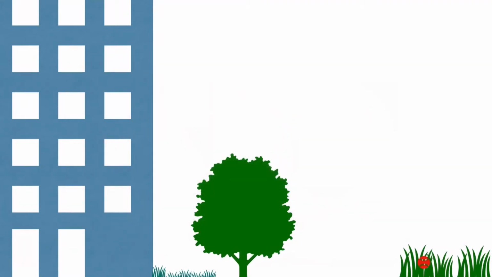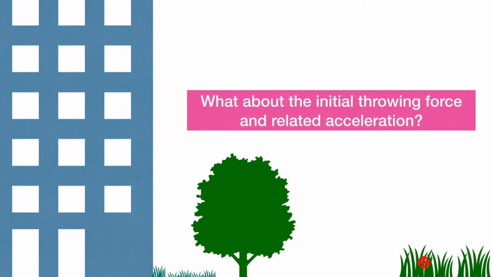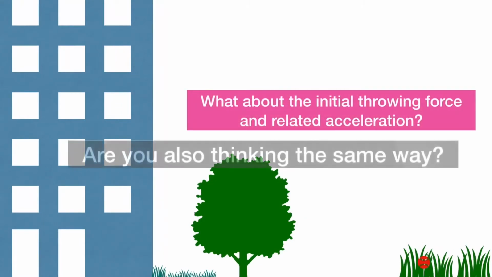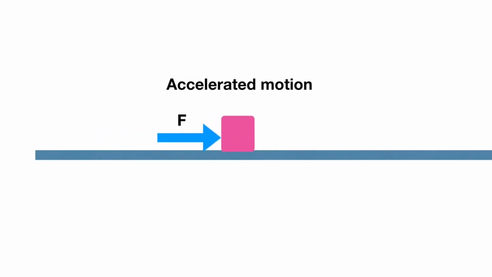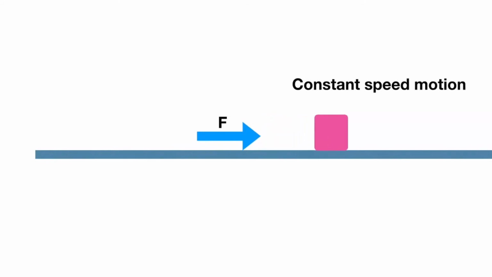But some students may be getting confused by thinking of the initial throwing force and related acceleration. Are you also thinking the same way? Recall your understanding of force and motion. Here, a block is moved with a force F on a frictionless surface. Because of this force, the block accelerates. As soon as you remove the force, the block stops accelerating and continues to move with the same velocity which it had at the instant of removing the force.